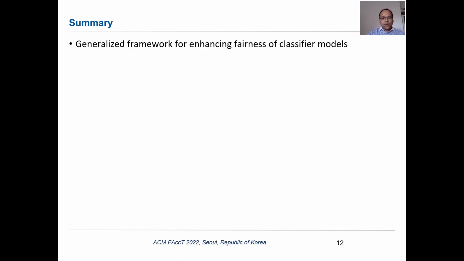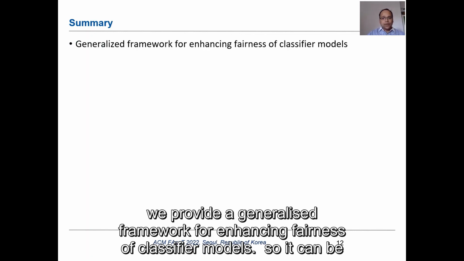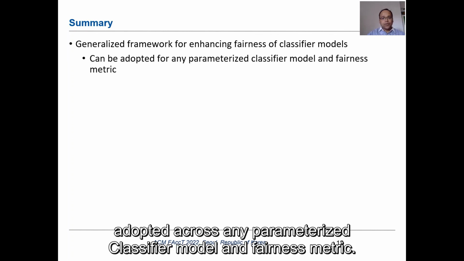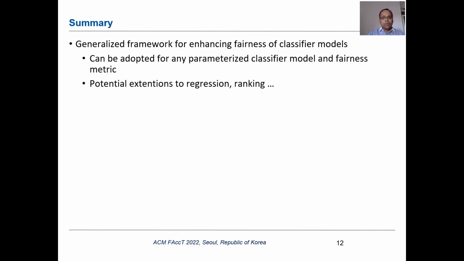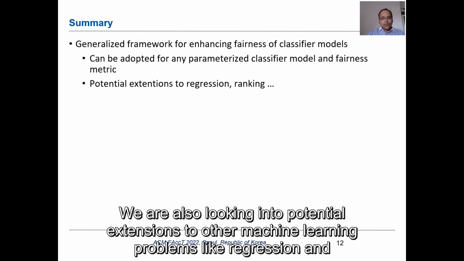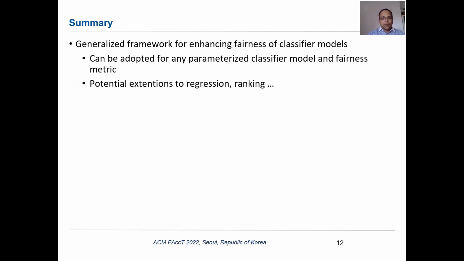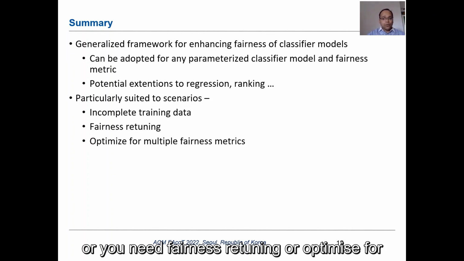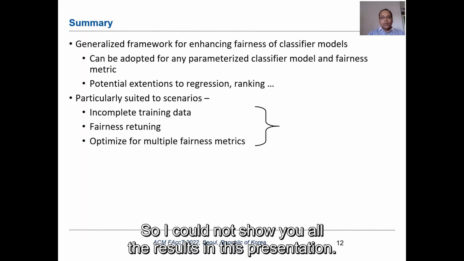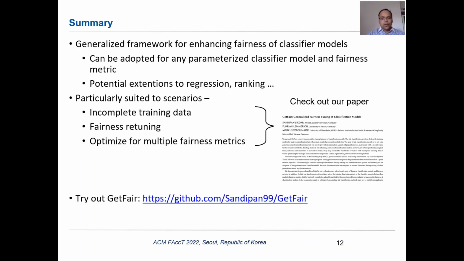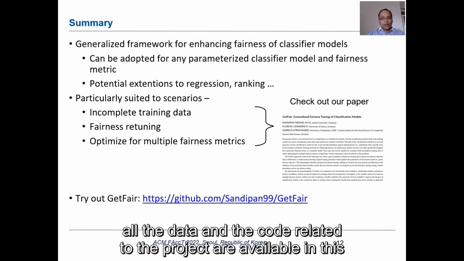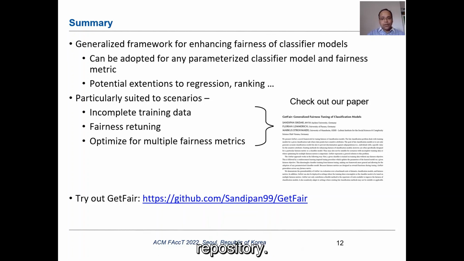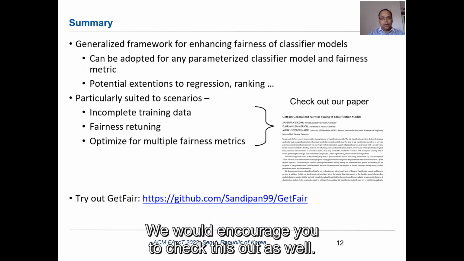So to summarize our work, we provide a generalized framework for enhancing fairness of classifier models. It can be adopted across any parameterized classifier model and fairness metric. We are also looking into potential extensions to other machine learning problems like regression and ranking. This is also particularly suited to scenarios where there is incomplete training data, or you need fairness retuning or to optimize for multiple fairness metrics. I could not show you all the results in this presentation, but we would encourage you to check out our paper. Finally, all the data and the code related to the project are available in this repository. So we would encourage you to check this out as well.